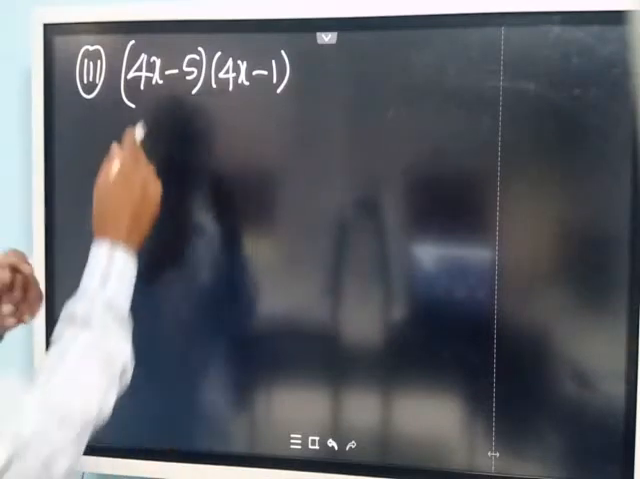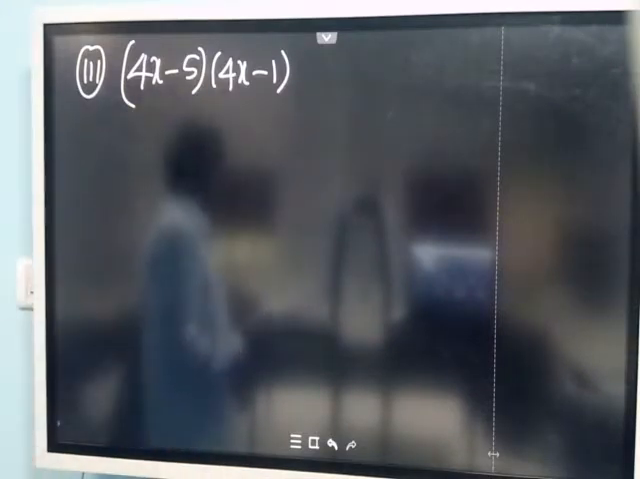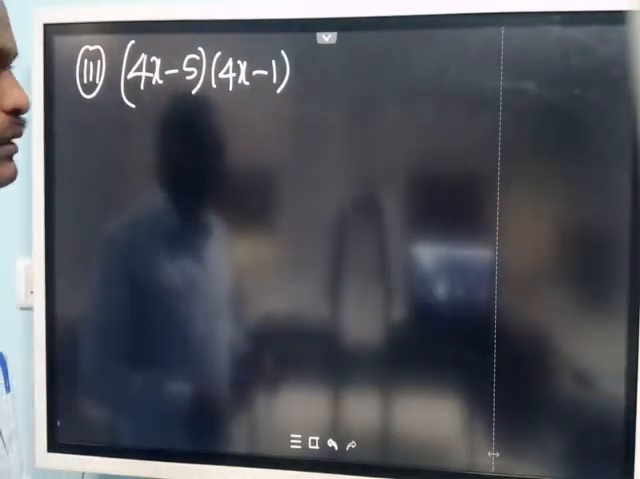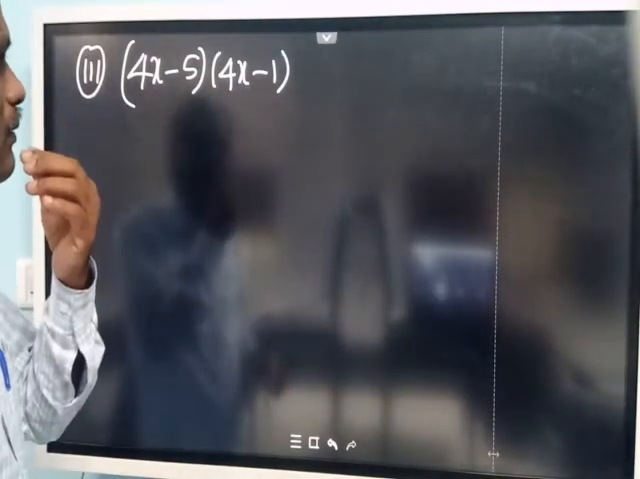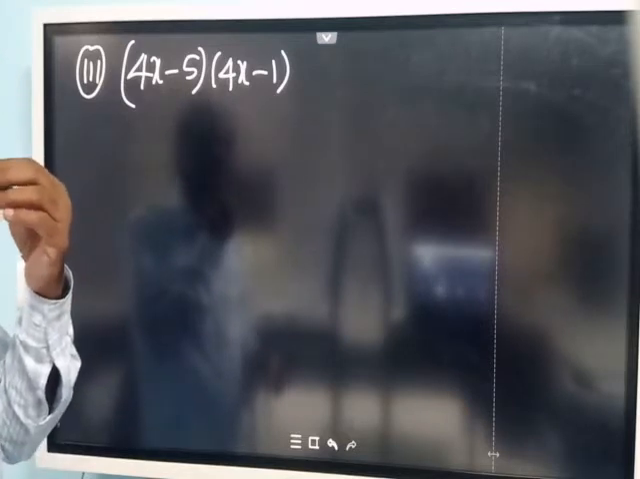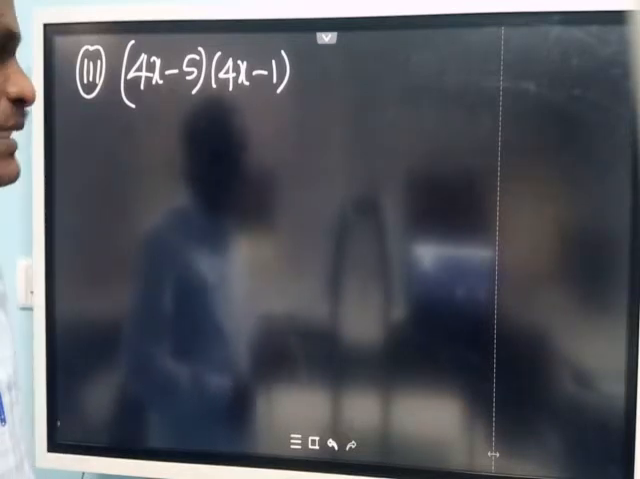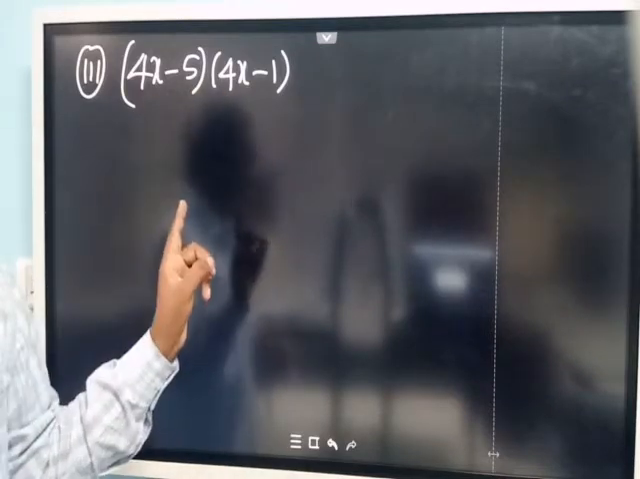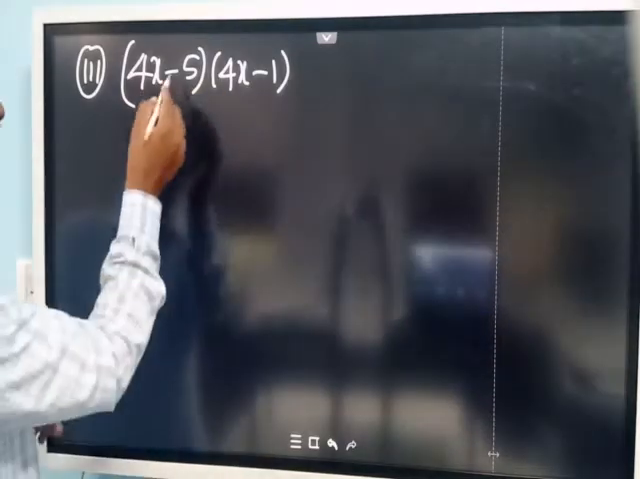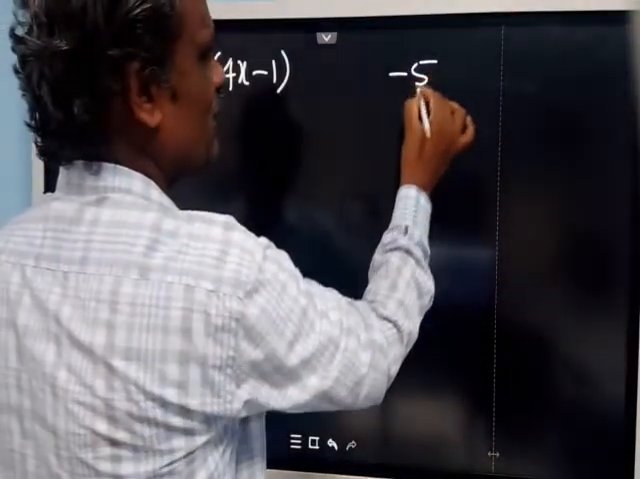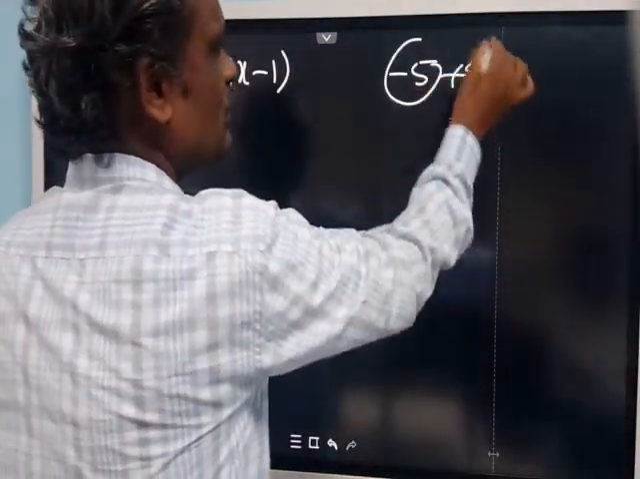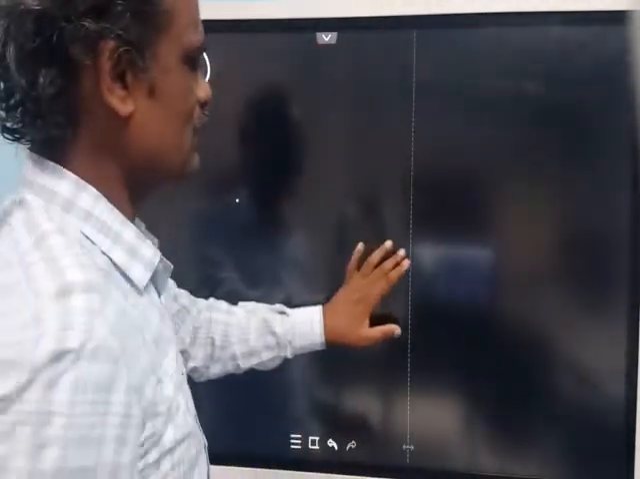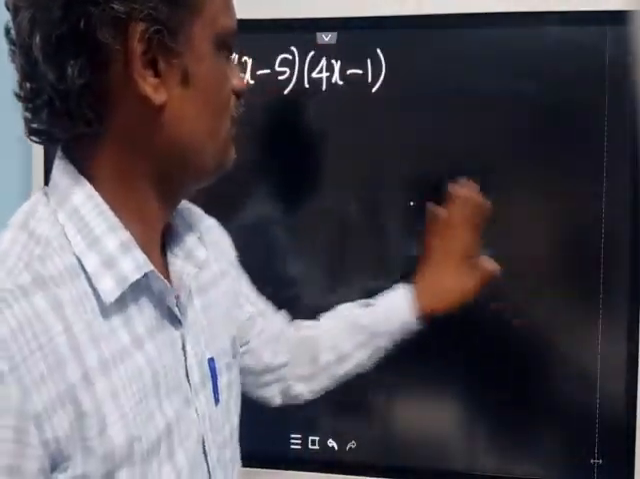Look at this question. The given question is (4x − 5)(4x − 1). Sir, we can interchange them, it's −5 + 4x into −1. No. What is the necessary of interchanging? You have to express in the form of (x + a)(x + b). Not interchanging. Even if you interchange, it becomes −5 + 4x. It is of no use. Every time you cannot interchange. What is the purpose of doing this?